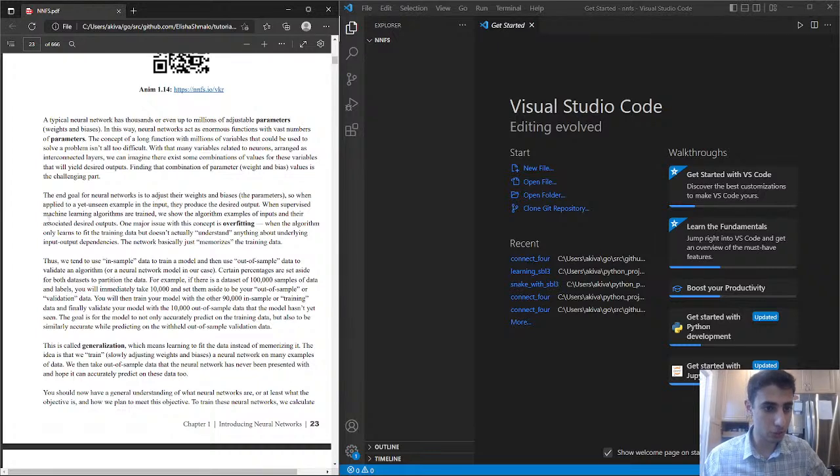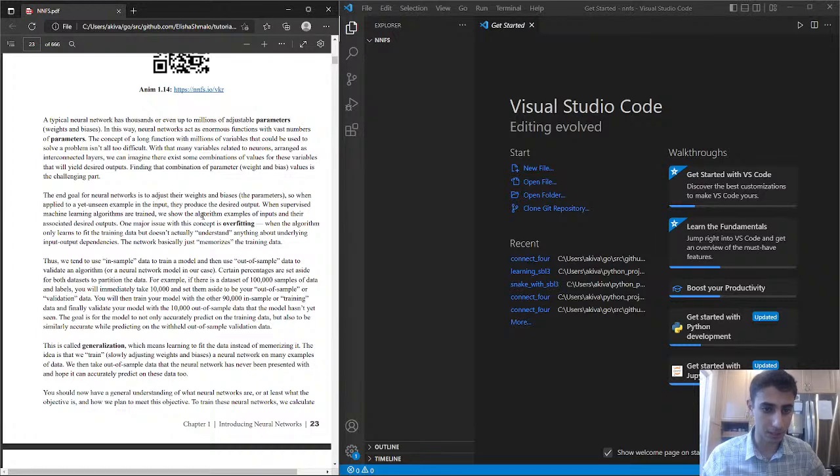When supervised machine learning algorithms are trained, we show the algorithm examples of inputs and their associated desired outputs. None of those made sense to me as a coherent sentence. Let's read that again. When supervised machine learning algorithms are trained, we show the algorithm examples of inputs and their associated desired outputs. Yeah, okay, fine. Not entirely sure what he's saying in that sentence, but I don't think it's too important.